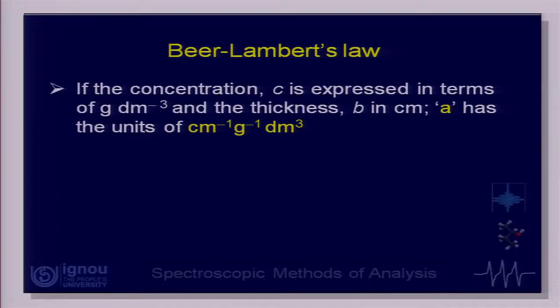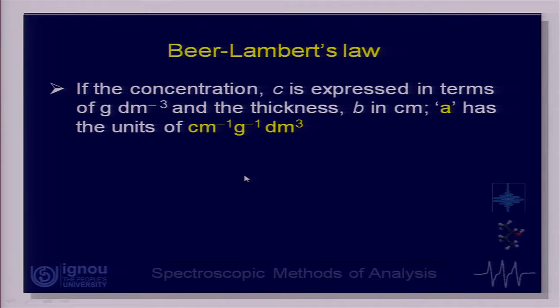Now, if the concentration is expressed in terms of grams per decimeter cube, which is typically done, and thickness is B, typically expressed in centimeters, then A, the absorptivity, will have the units of centimeter inverse, gram inverse, decimeter cube. That is very crucial.